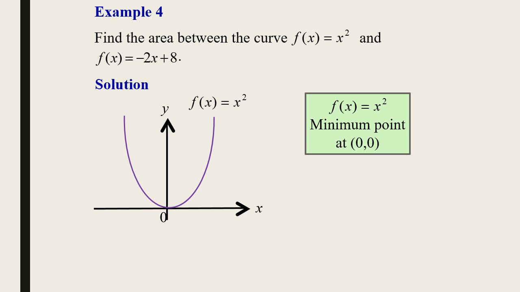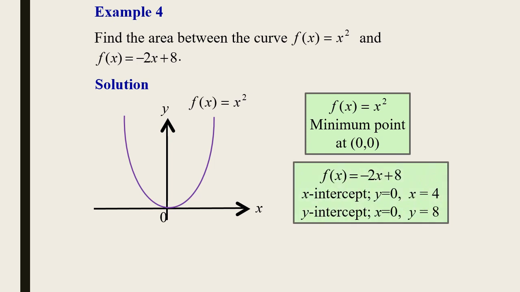And then for f(x) equals negative 2x plus 8, usually we find the intercepts. Or you can just substitute any 2 x values to find the y coordinates, and then connect the 2 points. For this one, I want to find the intercepts. When x equals 0, y equals 8, and when y equals 0, x equals 4. So we have these 2 points, (0, 8) and (4, 0). This is our linear function, a straight line.